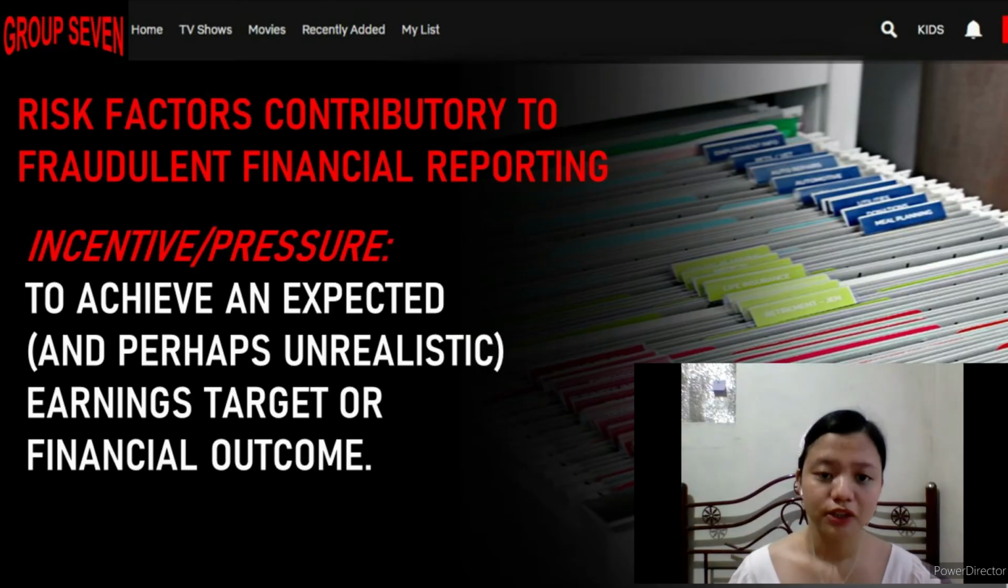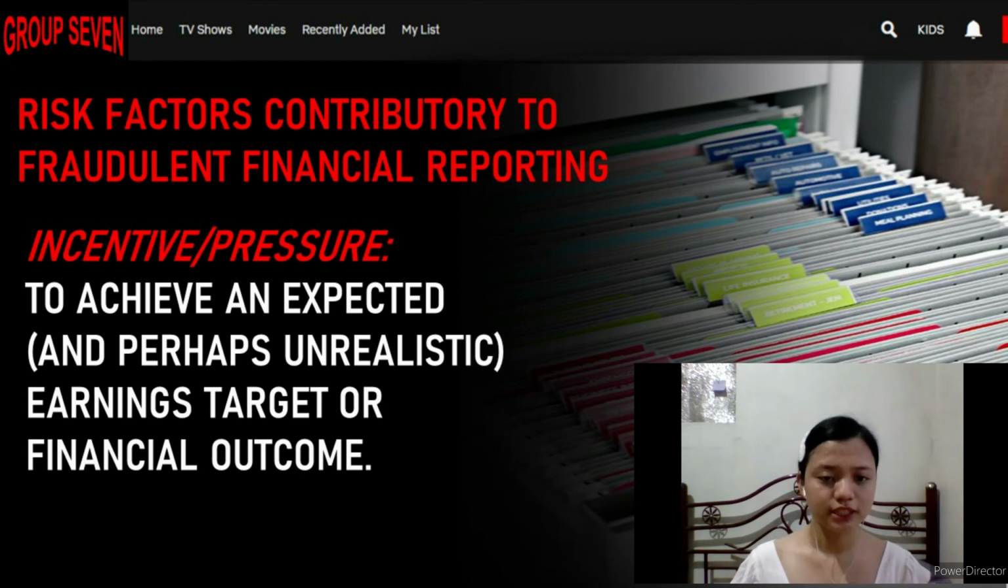Fraud, whether fraudulent financial reporting or misappropriation of assets, comprises incentive or pressure to commit fraud, a perceived opportunity to do so, and some rationalization of the act. For incentive or pressure, fraudulent financial reporting has a possibility to occur when management is under pressure from sources outside or inside the entity to accomplish an anticipated and perhaps unrealistic earnings target or financial outcome, particularly since the consequences to management for failing to meet financial goals can be significant.